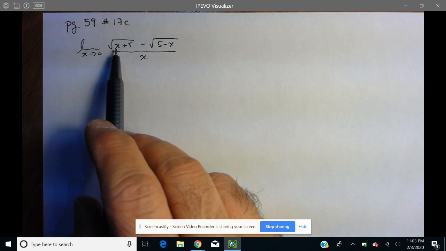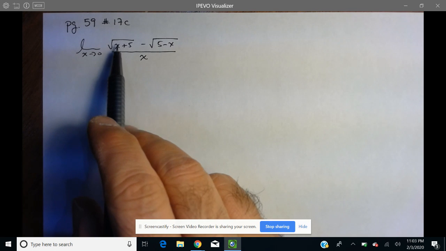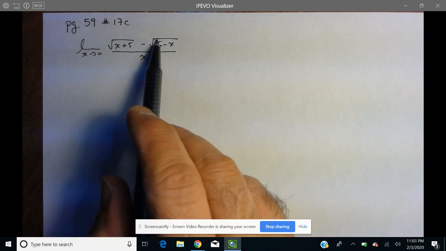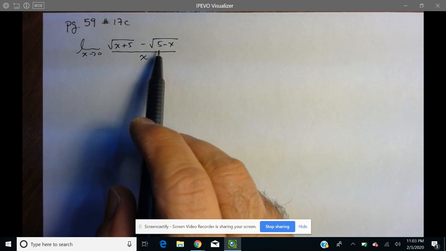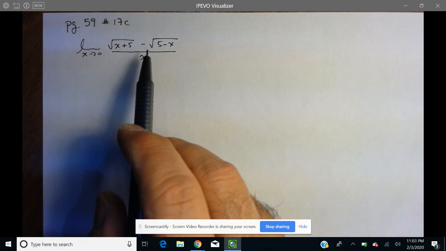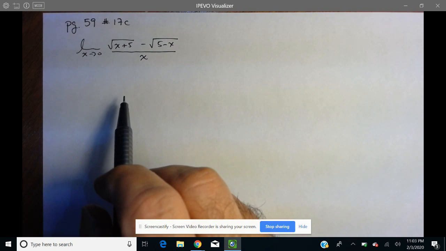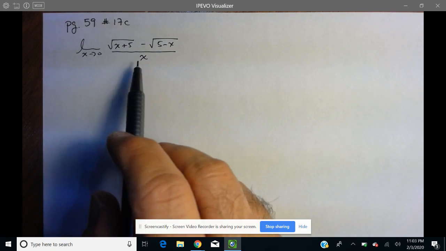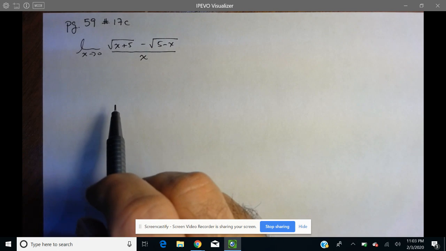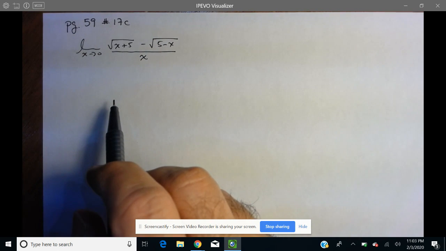The numerator approaches, well, this approaches 0 plus 5, so root 5 minus root 5. This also approaches root 5 as x approaches 0. So the denominator and the numerator both approach 0, which means the only thing we can say is that the limit might exist. All right, so we're going to have to do some algebra here, and hopefully we'll get something that reduces with that x in the denominator.